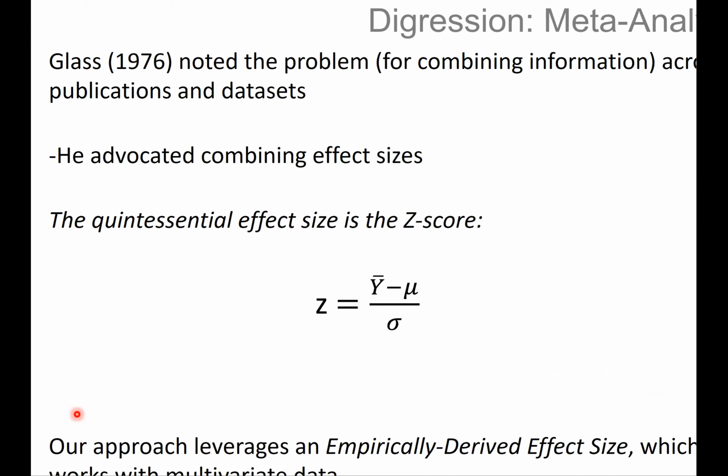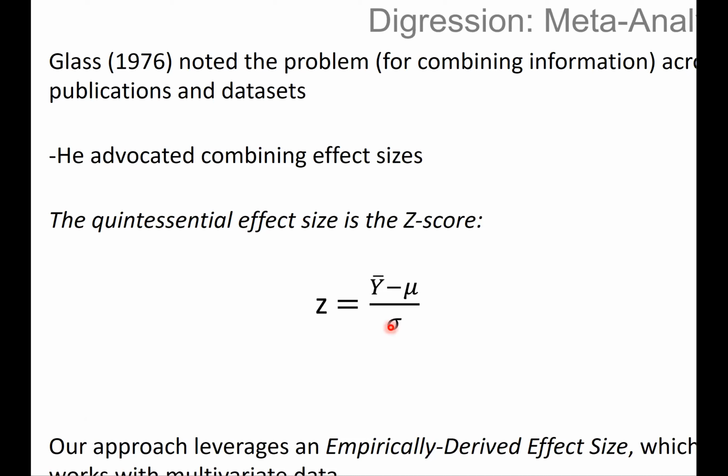Meta-analysis, the classic paper actually came out from Glass in 1976 in Science. He was interested in combining data across published data sets. And he advocated that you do this by combining effect sizes, right? And the quintessential effect size is the z-score, right? It's the first equation we learn in biometry, right? You've got the mean minus the expected mu and the standard error.